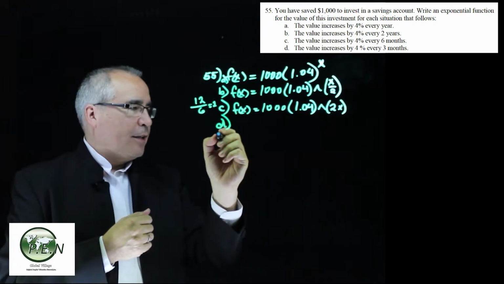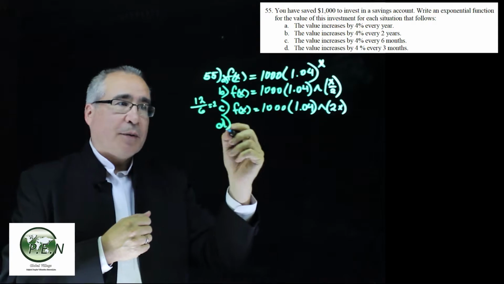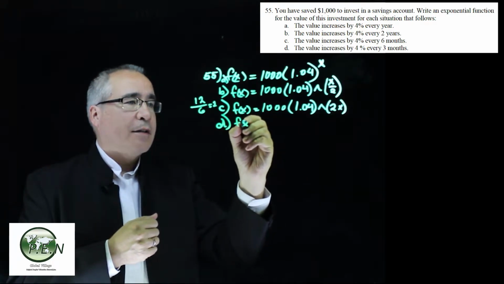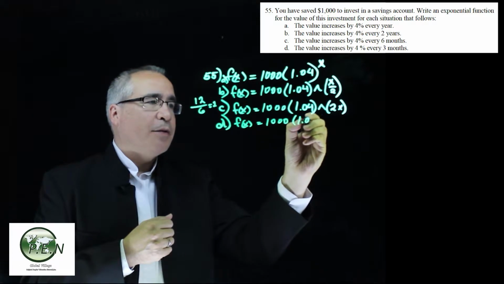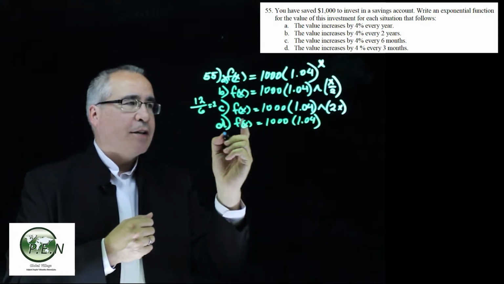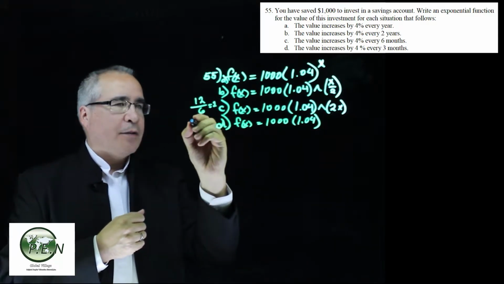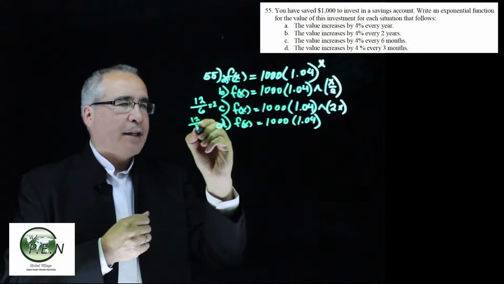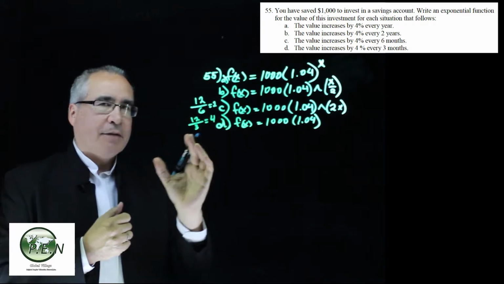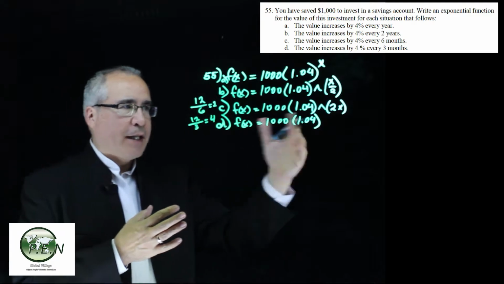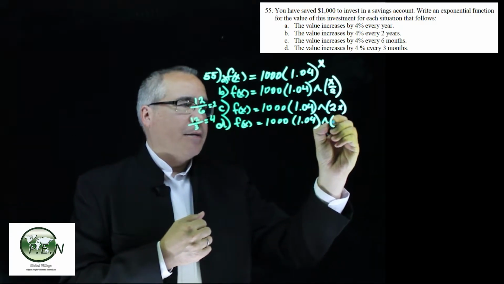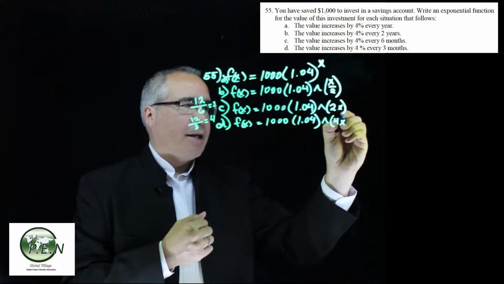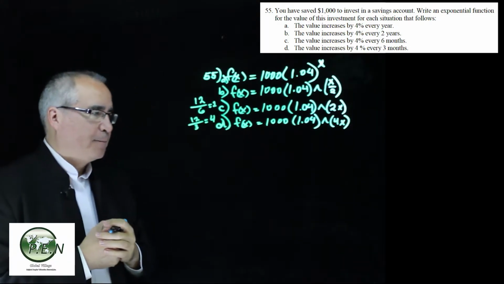And D, the value increases by 4% every 3 months. So 1,000, 1.04, again, that part has not changed. And every 3 months, so there's 12 months in a year, divide that by 3, that gives us 4 times a year that we get this growth. So we're going to multiply by 4 quarterly.